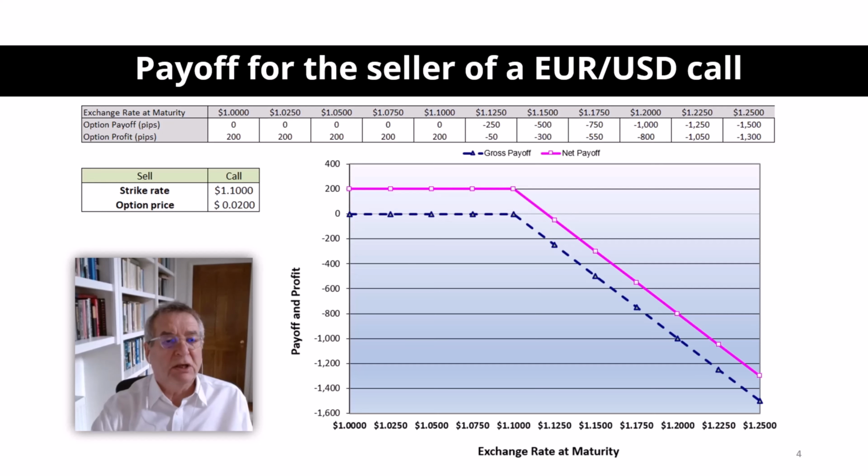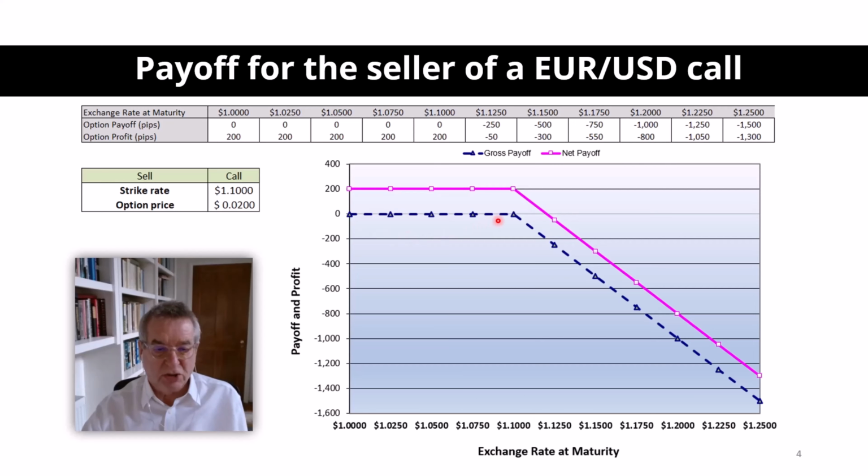Now, let's have a look at the diagram on the screen, which is essentially the payoff diagram for the seller of, in this case, a Euro USD call. So what we can see here is that the strike rate has been set at $1.10, and the premium or price of the option to the buyer was agreed at 200 pips. So if we look at the payoff diagram, we can see on the vertical scale we have the P&L for this particular option, and on the horizontal scale we have the exchange rate at maturity, and that, again, let us assume this is a European style option.